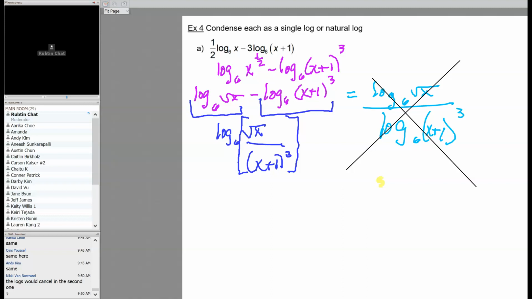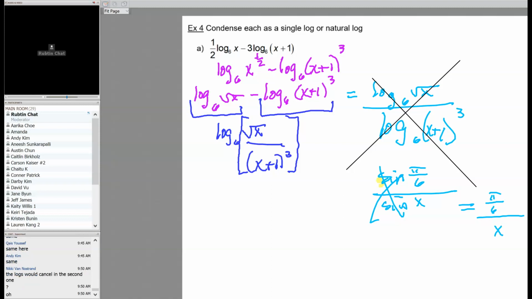That's like saying sine pi over 6 over sine x, and you cancel the signs. You say, oh, that's pi over 6 over x. Right? You can't just cancel the sign. The sign's doing something to it. Does everybody understand her question? It's hugely important that you understand it's the arguments that are divided. It's not the logs.